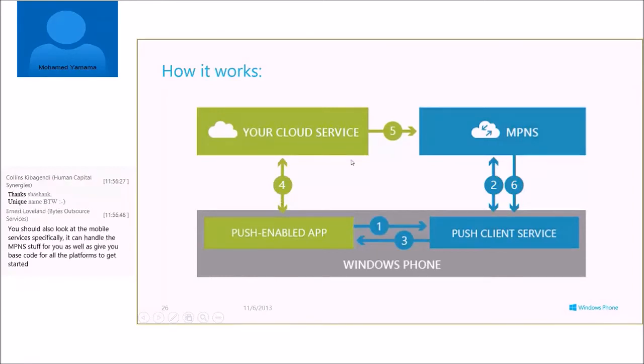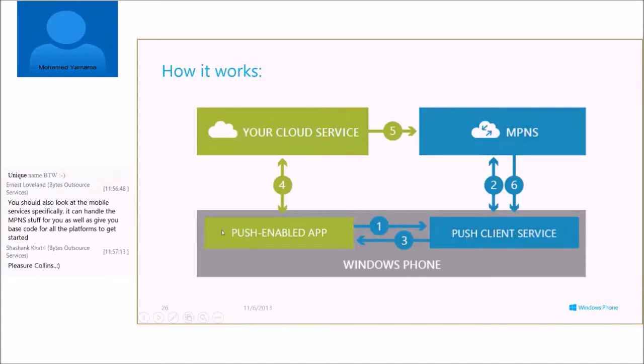And now the cloud service can send you notifications, but it does not send them directly. It sends the notification, like updating tiles, toast, or raw notification, through the Microsoft push notification service. So it sends an HTTP post message to the Microsoft push notification service, and then the service sends back, there should be an arrow back, that it received this message from the cloud service. Once it receives it, it sends it to the push client service, and then it comes to your application.